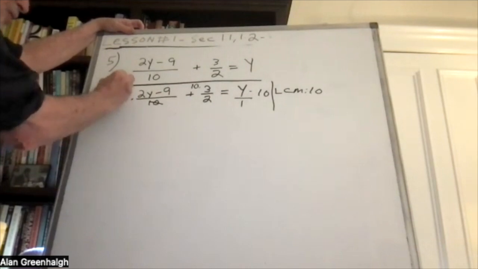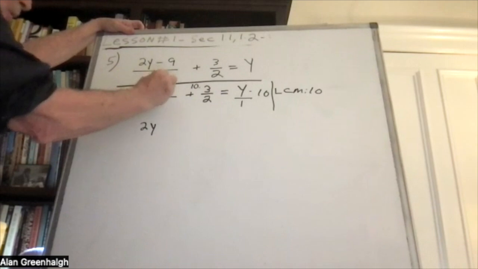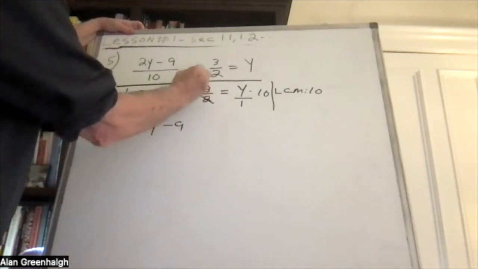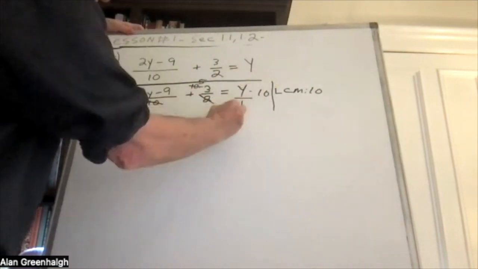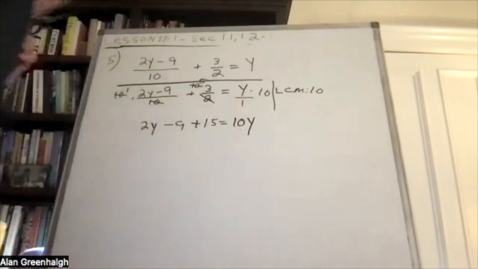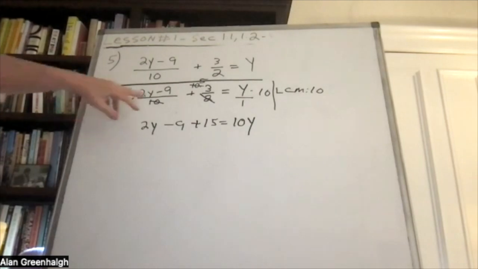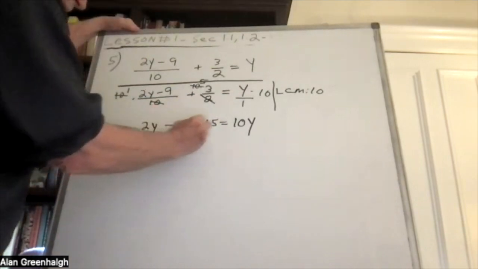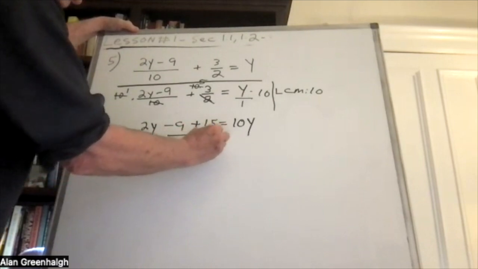Ten into 10 is 1. 1 times 2y is 2y. 1 times -9 is -9. 2 into 10 is 5. 5 times 3 is 15. And then 10y. And I'm just checking my work. 1, 5, okay. Combine like terms. So 2y plus 6 equals 10y.